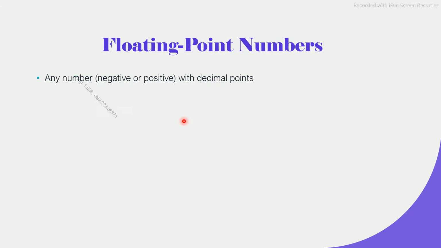Okay, so we've got 1.038, and we've got negative 892,223.08374. If you see, there are some decimal points given here, and that is why this is called a floating point number. So there's a keyword over here. The keyword is decimal points. If there are no decimal points, then it cannot be a floating point number. It can only be a floating point number if it has decimal points.